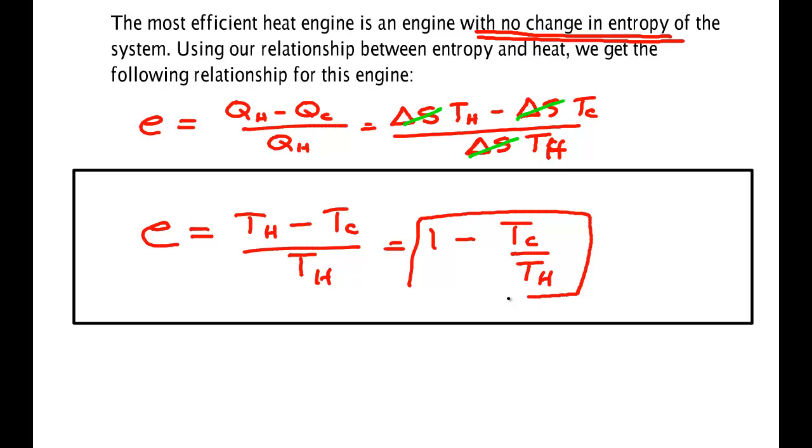If you could drop the heat to a reservoir that was at absolute 0 Kelvin, you could have a 100% efficient engine. But because the environment that you're dumping it to is not going to be at absolute 0 Kelvin, there will always be some lost efficiency. What you can do is try to make this temperature difference as large as possible.